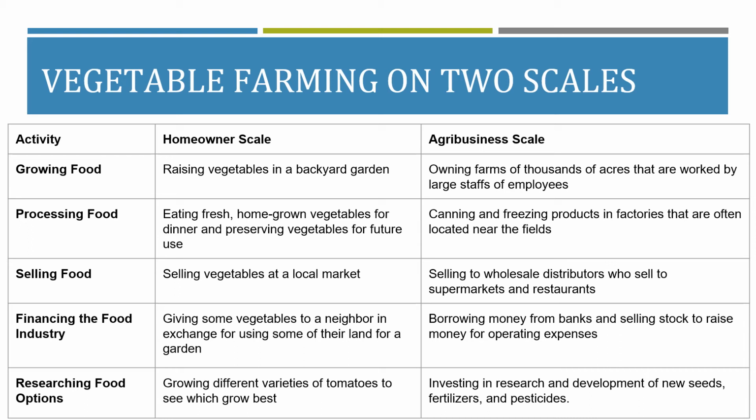Processing food at the homeowner scale would be eating fresh, homegrown vegetables for dinner, preserving vegetables for future personal use. Whereas the agribusiness scale is canning and freezing products in factories that are often located near fields.